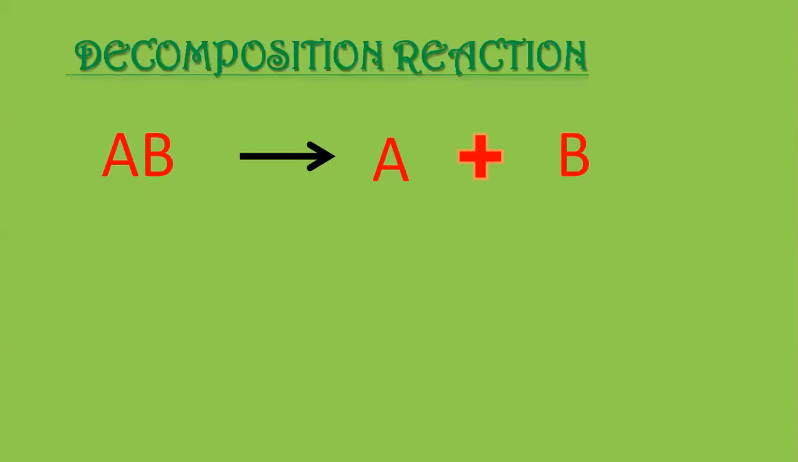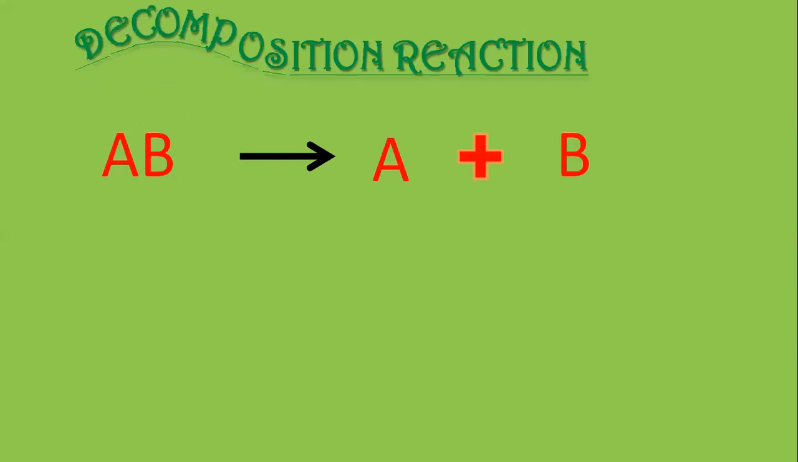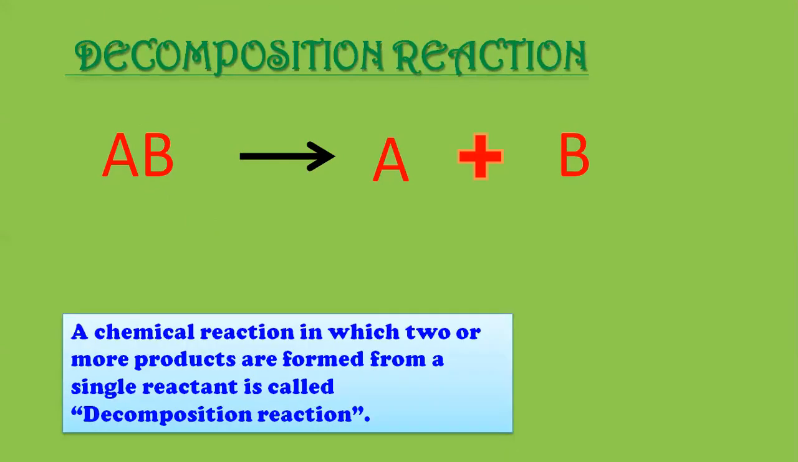If I have any compound which is AB, when it splits up into two different substances, which are A and B, you can say it's exactly the opposite of combination. In combination, I took two reactants and formed one product. Here I have one reactant and two products. So such reactions where a compound is split into two or more simple products are called decomposition reactions.